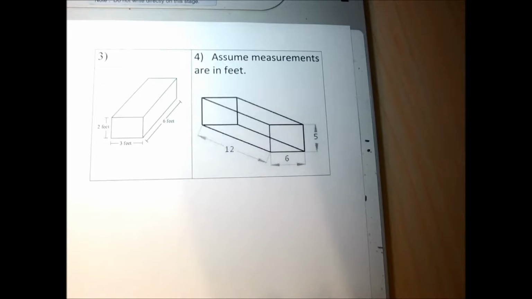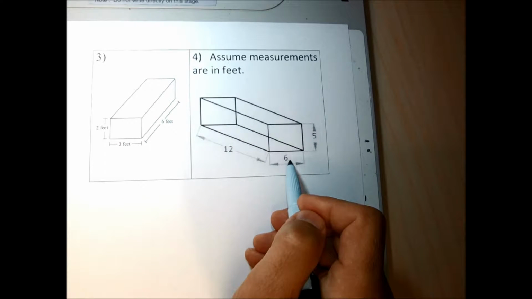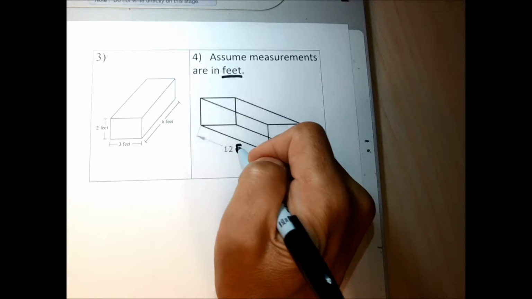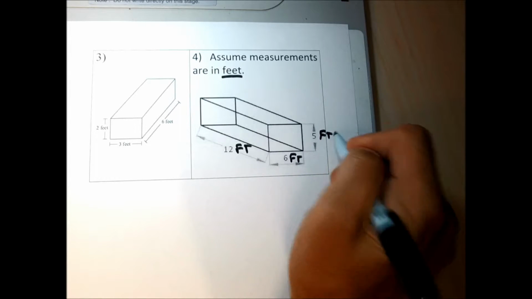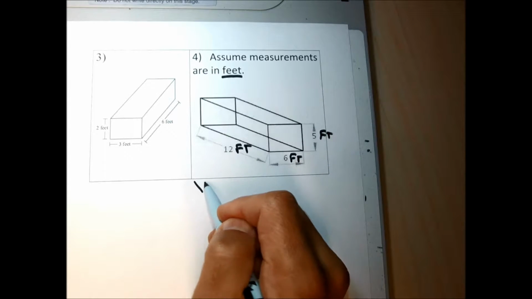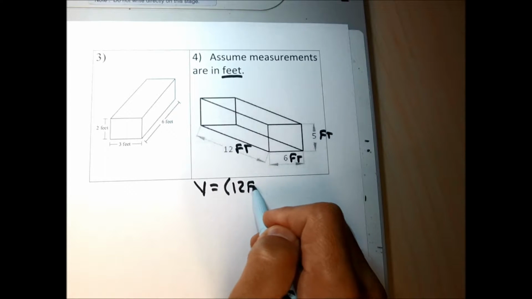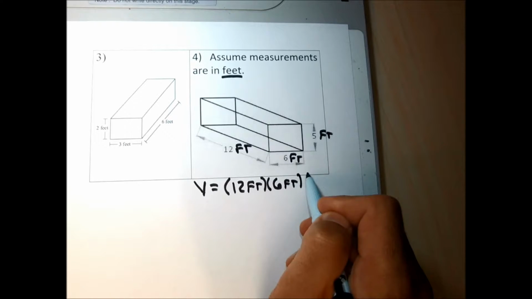Three and 4 are also rectangular prisms. They're just oriented a little bit differently. So I need to just multiply the three lengths together. My lengths didn't have units attached to them. I said assume the units are in feet. So this is going to be a 12 feet by 6 feet by 5 feet rectangular prism. And its volume, I'm just going to multiply the three individual lengths. So 12 feet by 6 feet by 5 feet.